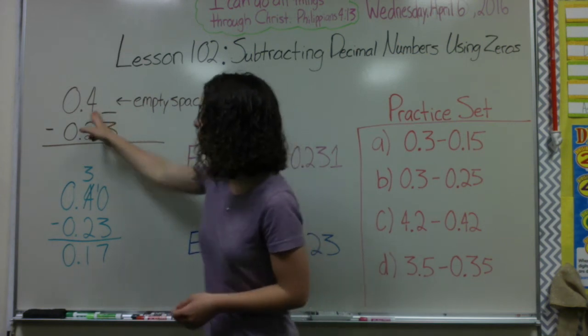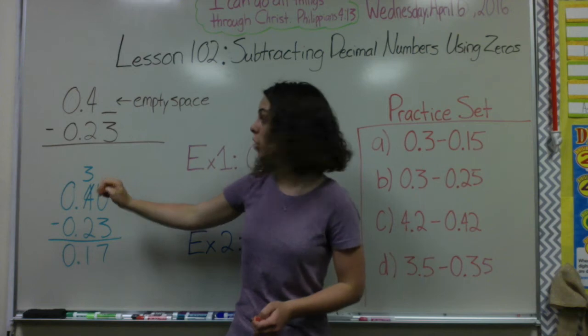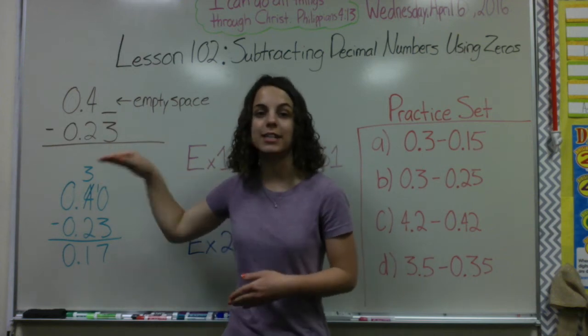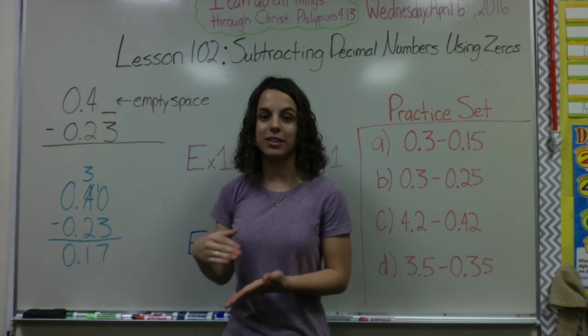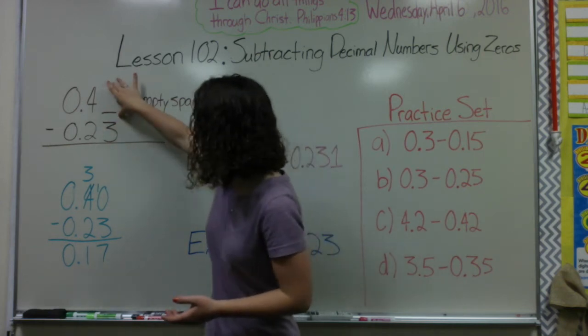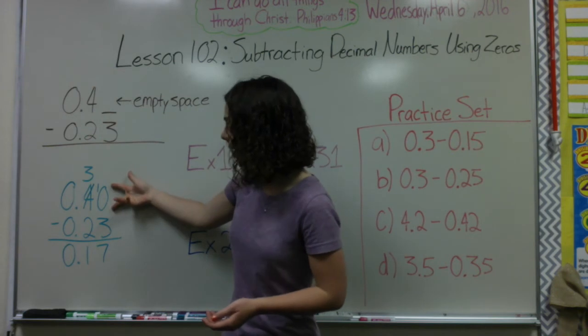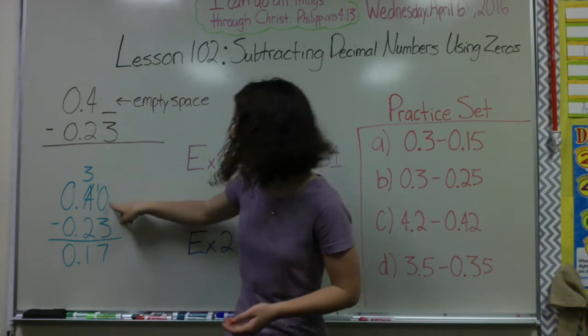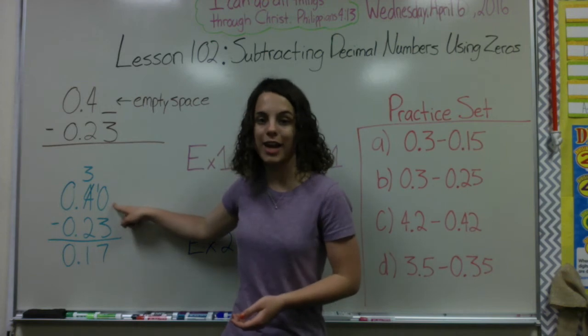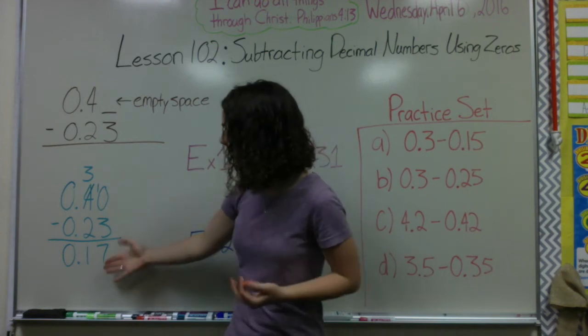So because I have an empty space here, I can't just say that I'm going to bring the 3 down. We still have to subtract as you always have subtracted before. Since I have an empty space here, this problem needs to be rewritten like this, where I add my extra 0 right here in the hundredths place, and then I can subtract as normal.